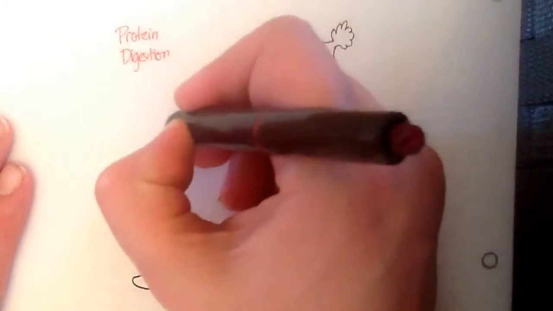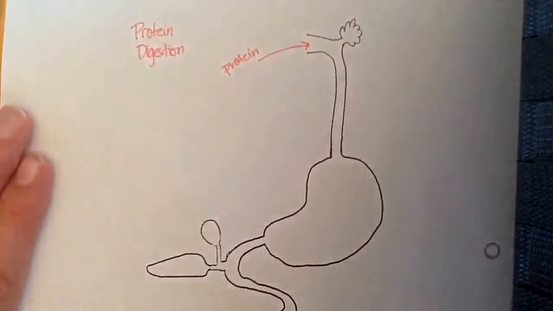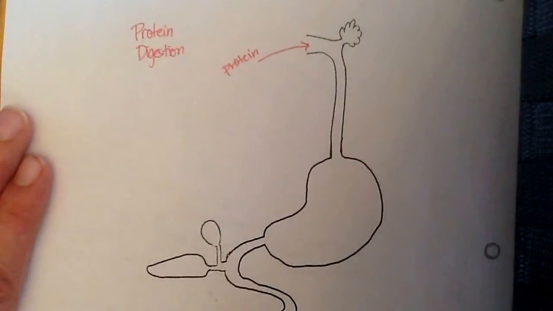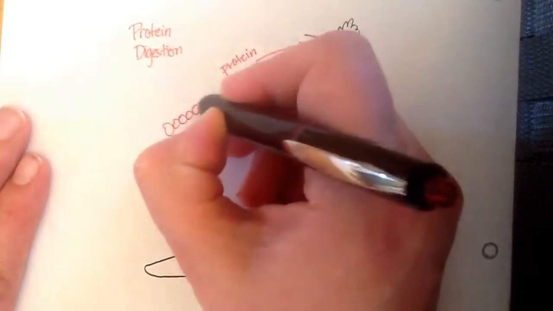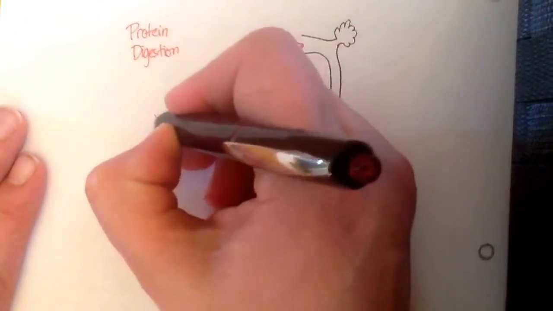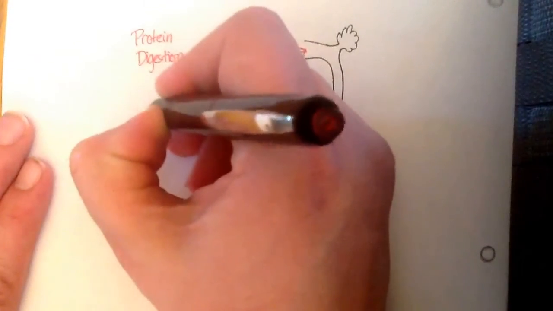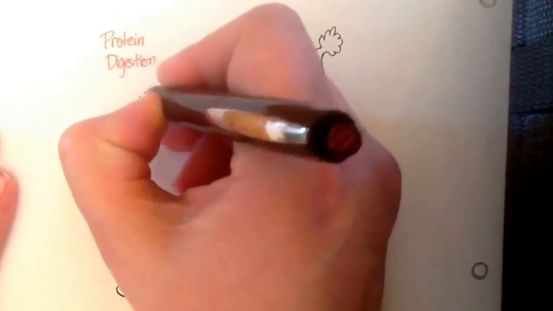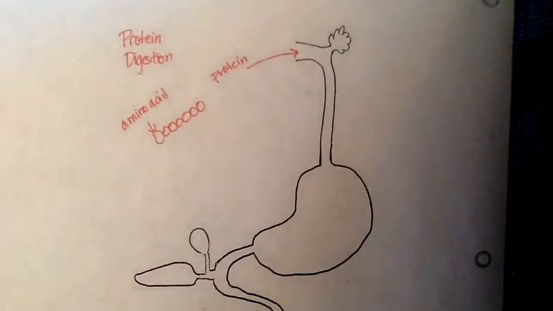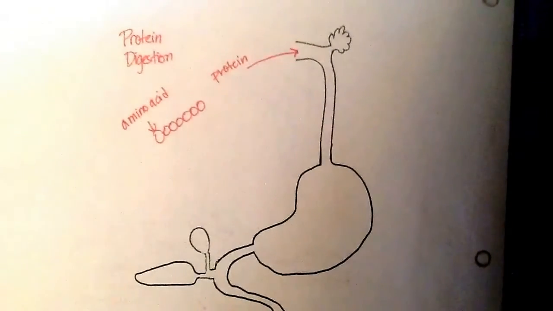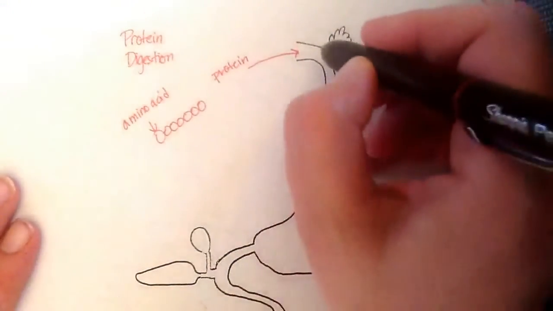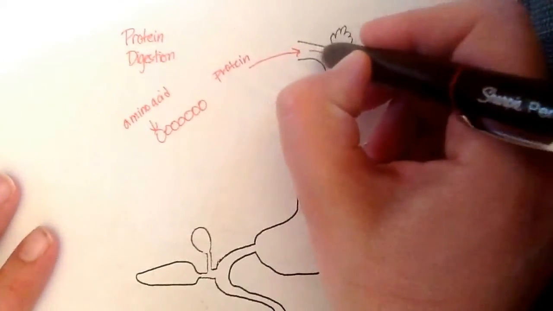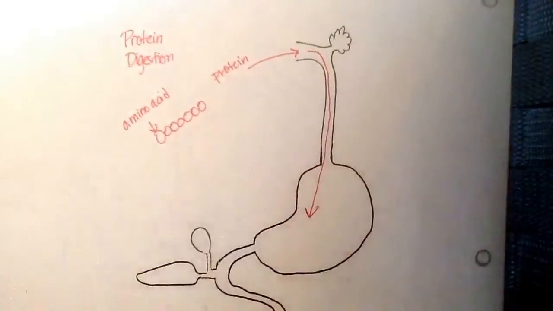A protein is basically, if you remember the pop beads that you had when you were a kid, made up of a string of these pop beads. Each little pop bead is an amino acid. Proteins are made up of thousands of these different amino acids, and we get different proteins by arranging different amino acids in different orders and so forth. So it comes into the mouth, and protein digestion doesn't begin until we get down into the stomach.